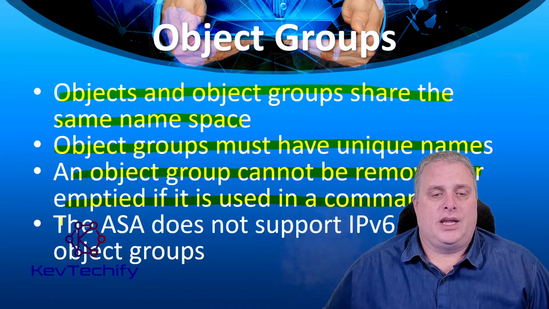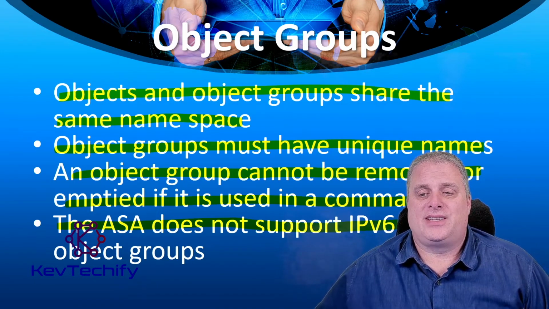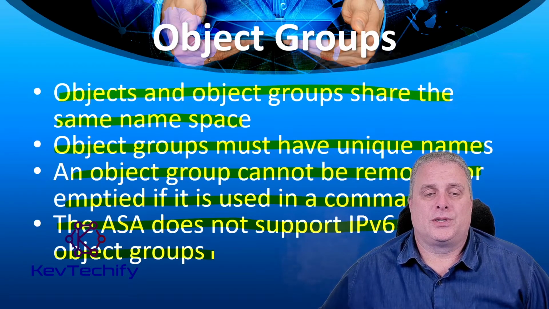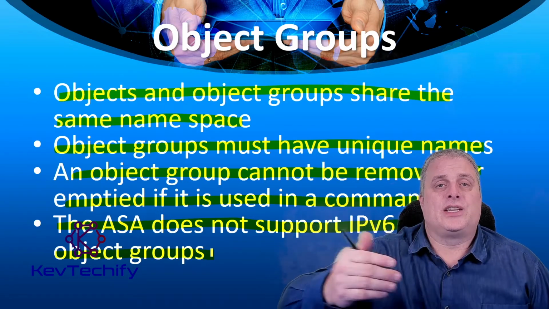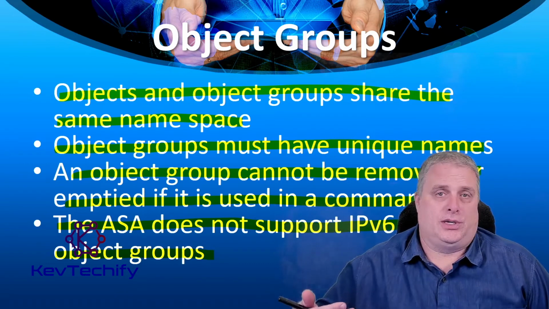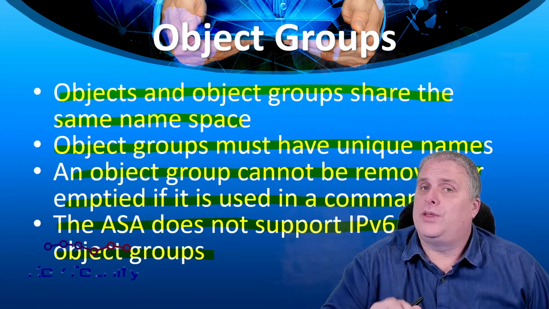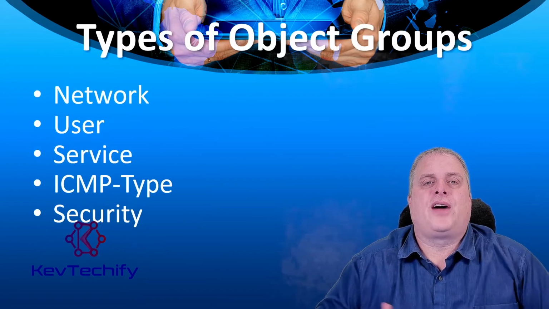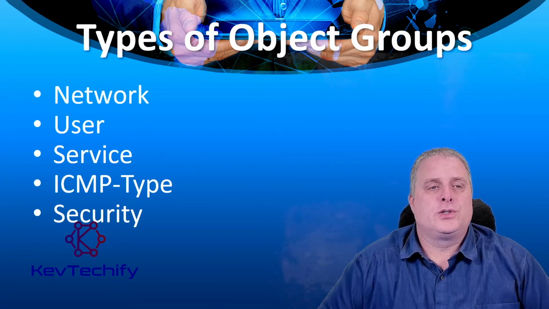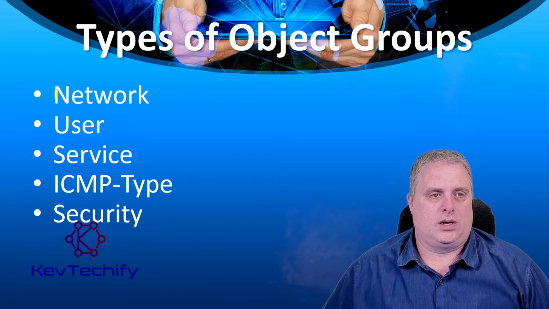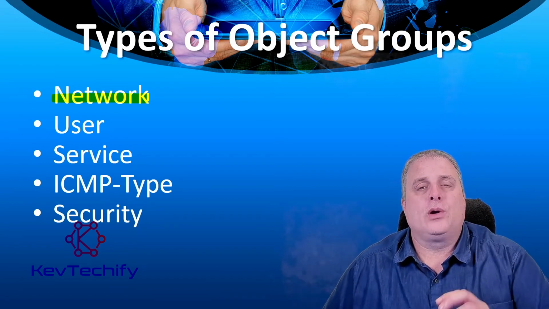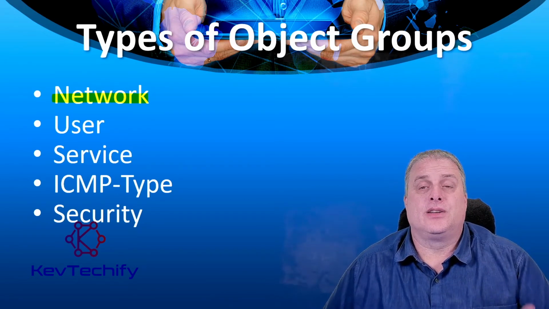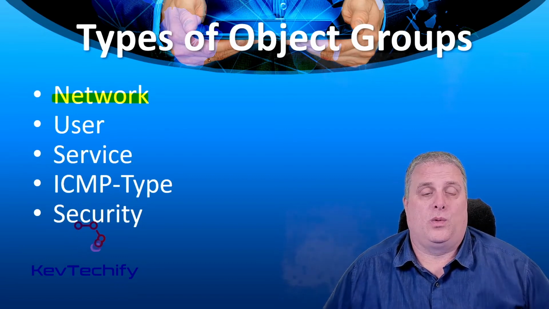And then finally, the ASA does not support IPv6 nested object groups. So for IPv6, you can't have object groups inside of object groups. IPv4, you can do that, but IPv6, you cannot. There are 5 types of object groups. The first one is network. A network-based object group specifies a list of IP host, subnet, or network addresses.